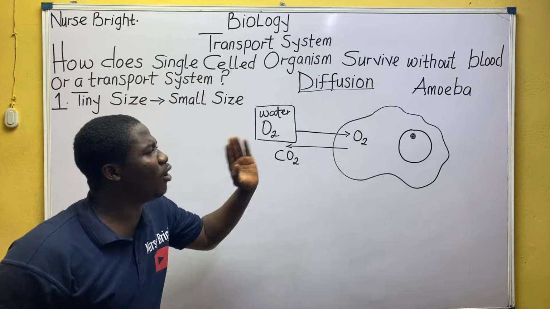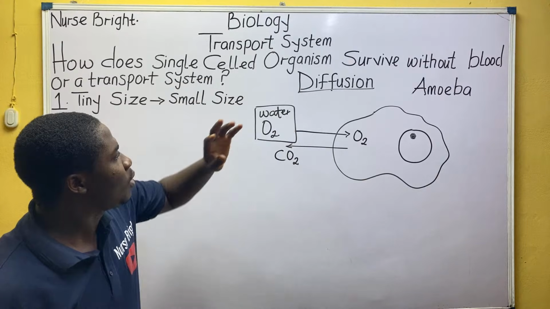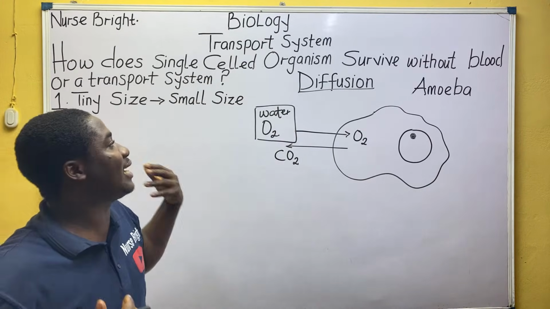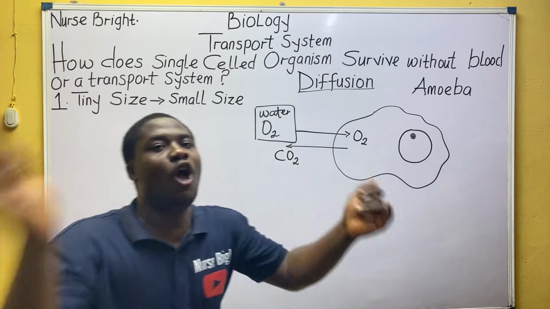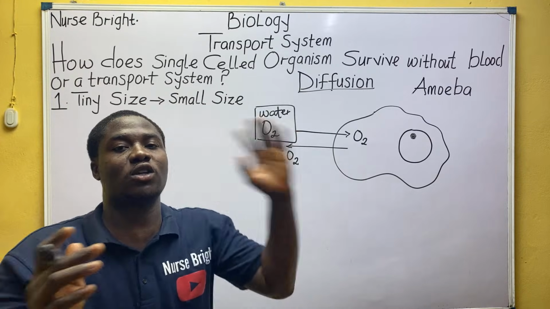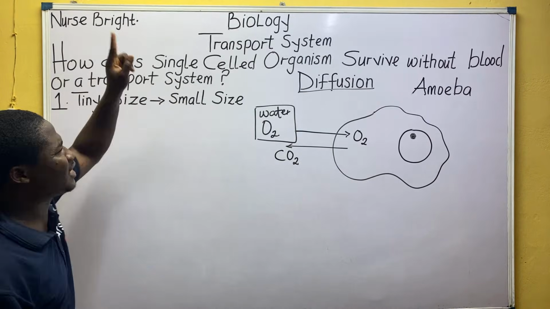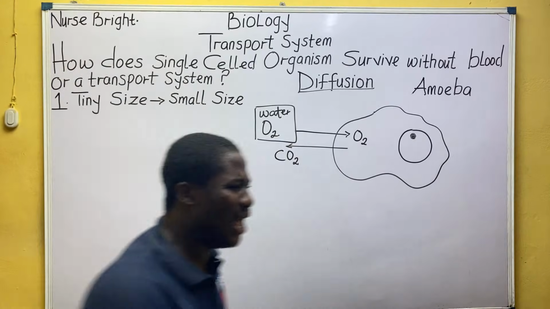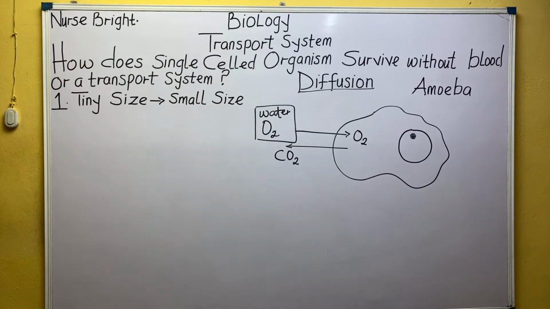But for these simple organisms, due to the fact that they are tiny and small, they can survive without a good transport system that transports oxygen, blood, nutrients, and the rest. Do you understand one of the reasons why they can survive without blood and a good transport system? They don't need one. Because their body is small, the substances just diffuse into them.